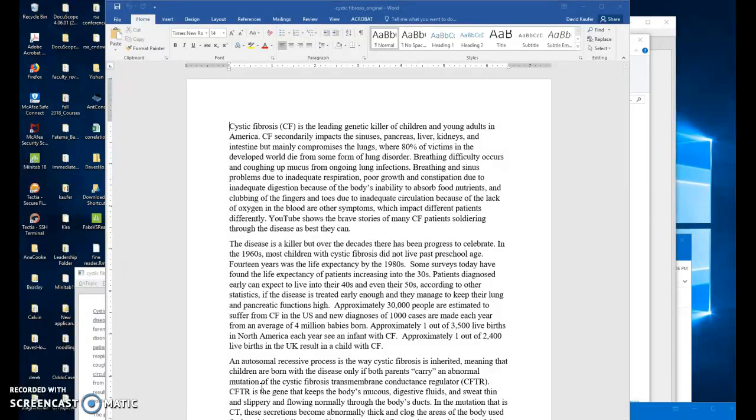It secondarily impacts the sinuses, pancreas, liver, kidneys, and intestine, but mainly compromises the lungs, where 80% of victims. It goes on and on about breathing difficulty and coughing up mucus and things that are symptom-like, but they never really mention the word symptoms.